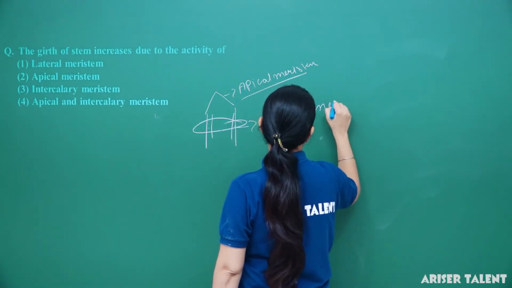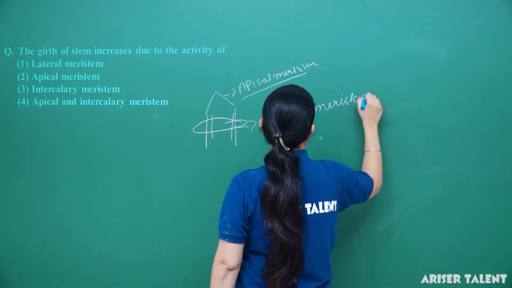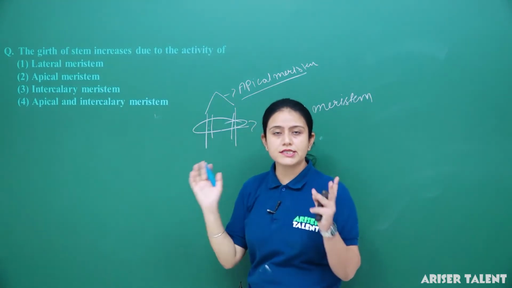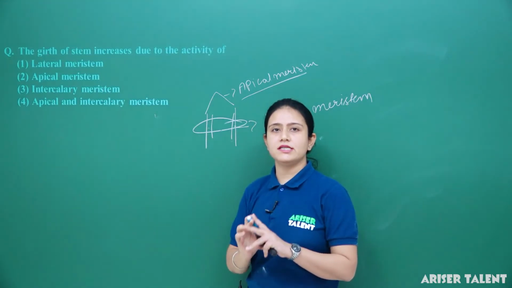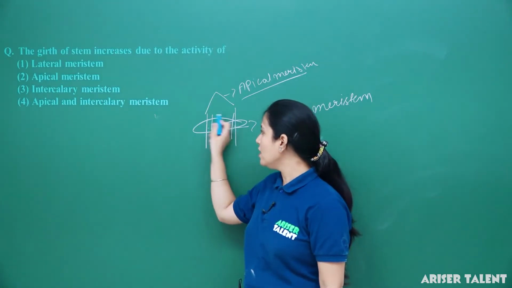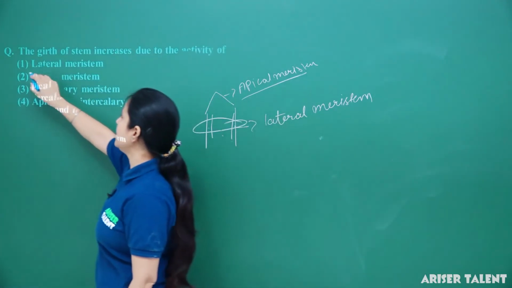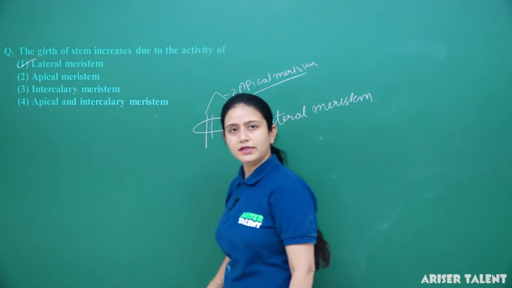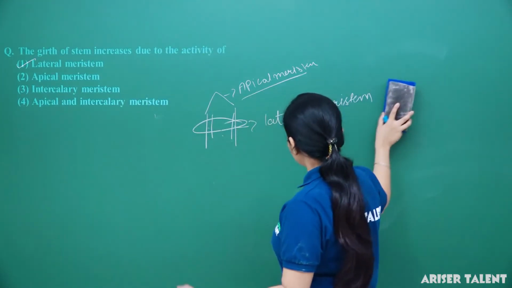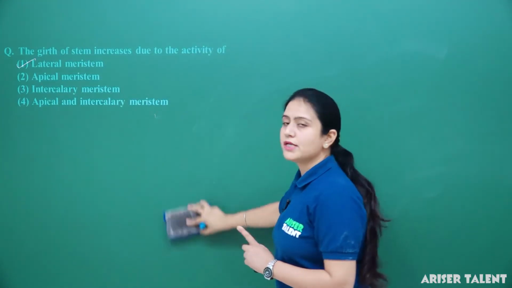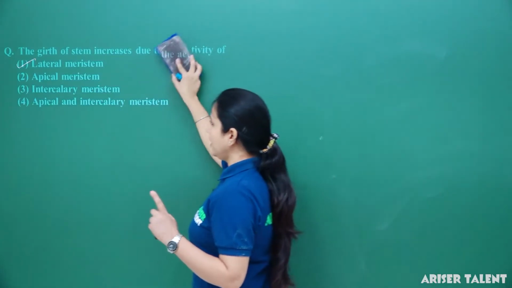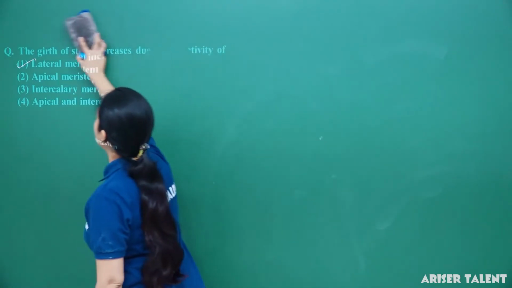Lateral meristem is found, which increases the width, or we can say which increases the girth of the stem. So here the correct answer is lateral meristem. Clear? Thus we can say lateral meristem is present in the sides and it is responsible to increase the girth or the width of the stem.